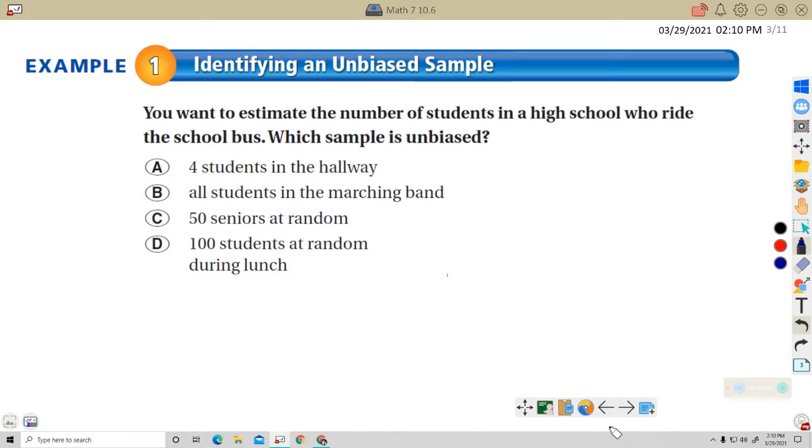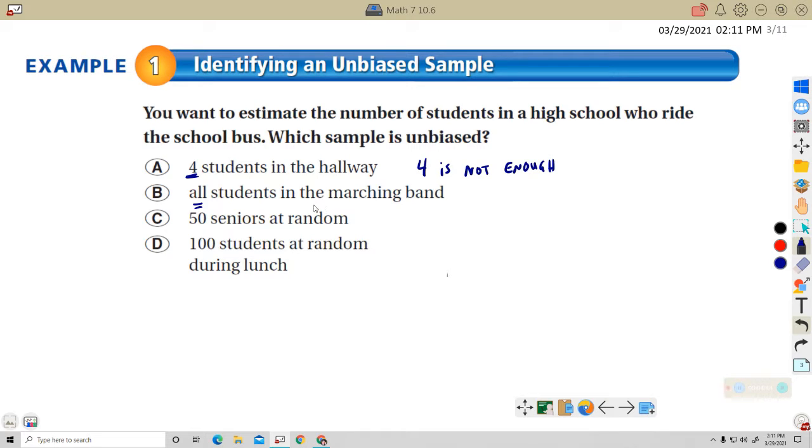What are you thinking? I want you to think to yourself here, which of these is unbiased? So you want to look, in the ones that you think are biased, for your reasons why you think they are biased. In the first one, 4 students, it's not enough. That's too small. Now, they don't tell us what the population of the students in the high school is, but from the others, we can infer some of the things like 100 students at random during lunch. We can infer there's a lot of them there.